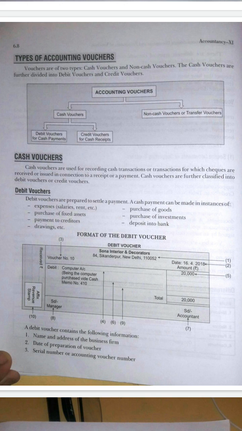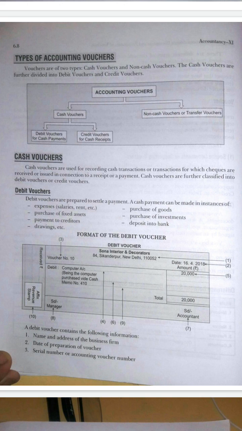First we are going to see, under the heading, cash vouchers, which are used for recording cash transactions. The name itself indicates it is prepared only for cash transactions, for which the cheques are received or issued in connection with the receipt or payment. Okay, so it includes only the cash transaction, whether it may be a cash receipt or cash payment. If it is a cash payment, we have to prepare the debit voucher. If it is a cash receipt, we have to prepare the credit vouchers. First one is the debit voucher.